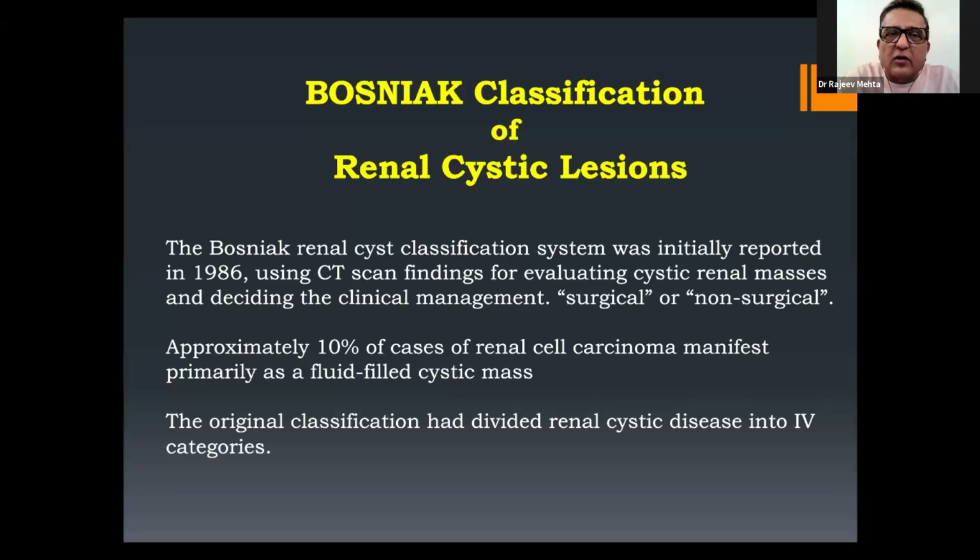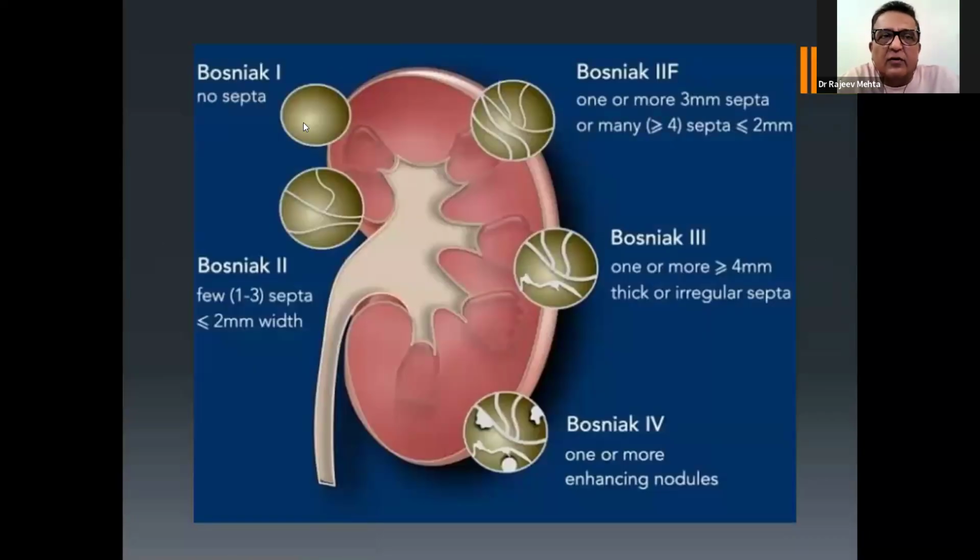So let's talk about the classification of renal cystic lesions. The Bosniak renal cyst classification system was initially reported in 1986 using CT scan findings for evaluating cystic renal masses and deciding the clinical management, whether it's surgical or non-surgical. Approximately 10% of cases of renal cell carcinoma manifest primarily as fluid-filled cystic masses. The original classification had divided renal cystic disease into 4 categories, but now we have 5 categories. This schematic diagram clearly explains the different types, Bosniak 1 to 4, with the additional category that we have introduced now, Bosniak 2F.